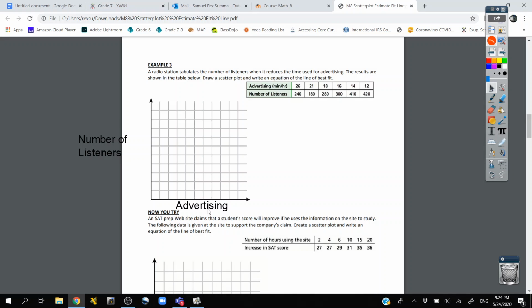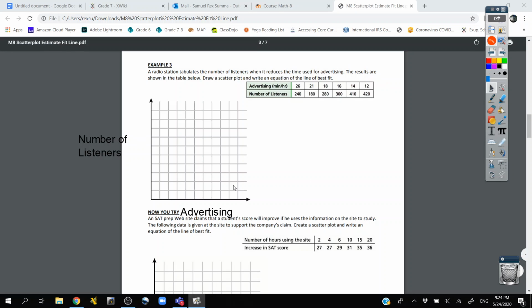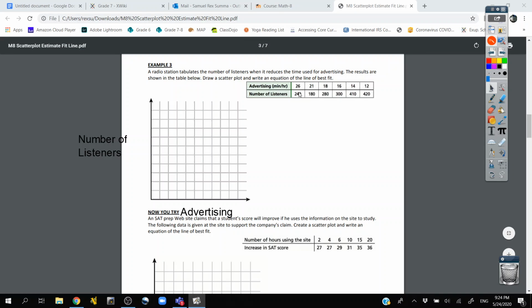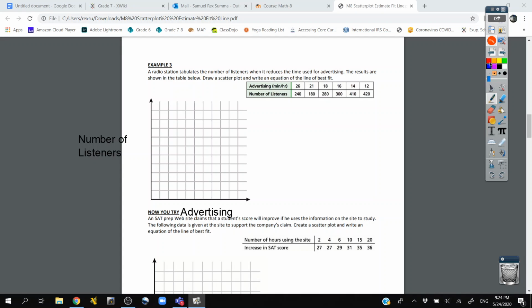And I know I didn't leave you tons of room here. But then we need to label this. Well, our advertising dollars goes up to 26, the highest. We have 1, 2, 3, 4, 5, 6, 7, 8, 9, 10 marks. So I'm just going to make the top 30 here.